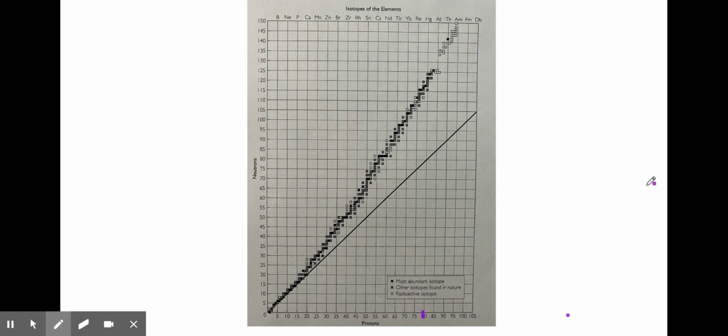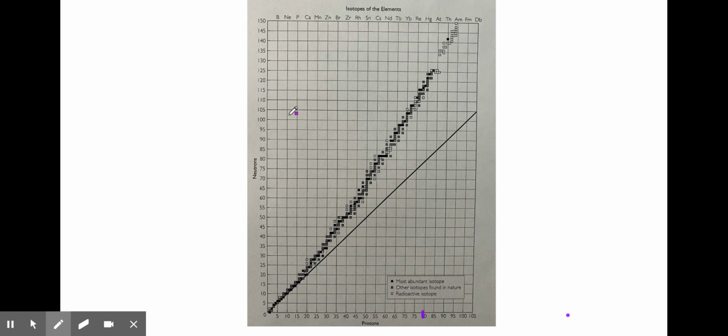We need to figure out how many neutrons we need. So I'm going up and finding my box, and then I want to look all the way over to the left to figure out my number of neutrons. Again, the easiest thing to do is take your piece of paper and slide it up on the screen to help you find this. If you look at the crosshairs here, that horizontal line is at 120, so 119, 118. So we're going to have 118 neutrons.